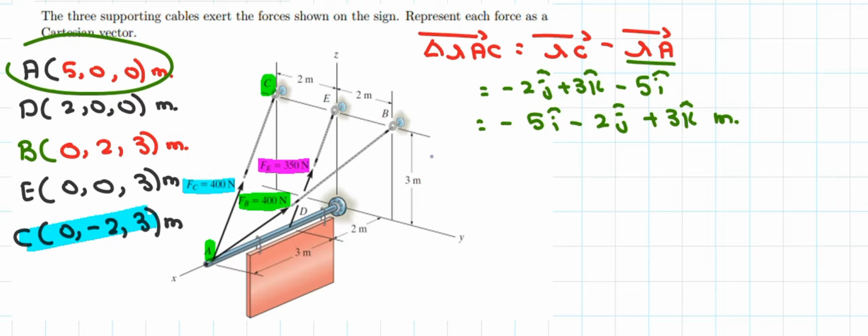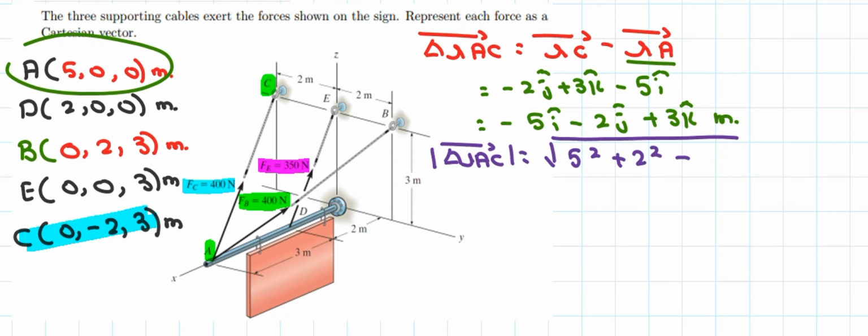Now, what about its magnitude? For that, we have the formula: the magnitude of delta RAC is equal to the square root of x squared plus y squared plus z squared. So it will become 5 squared plus 2 squared plus 3 squared.